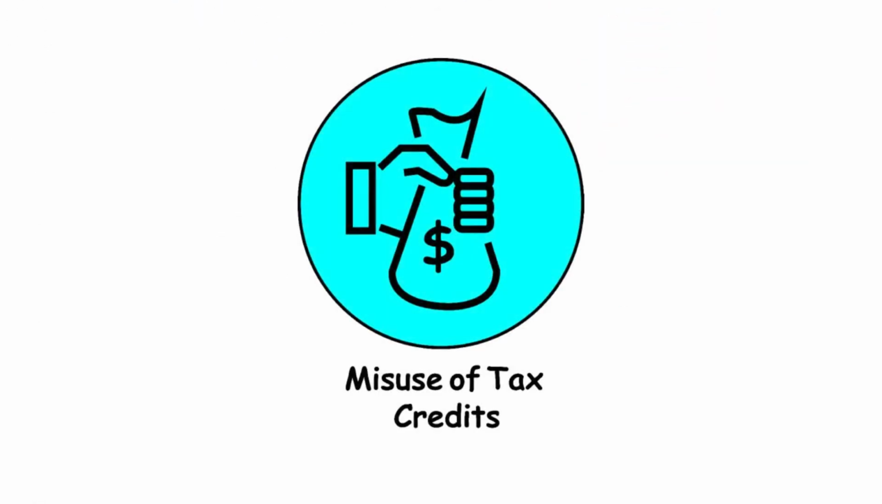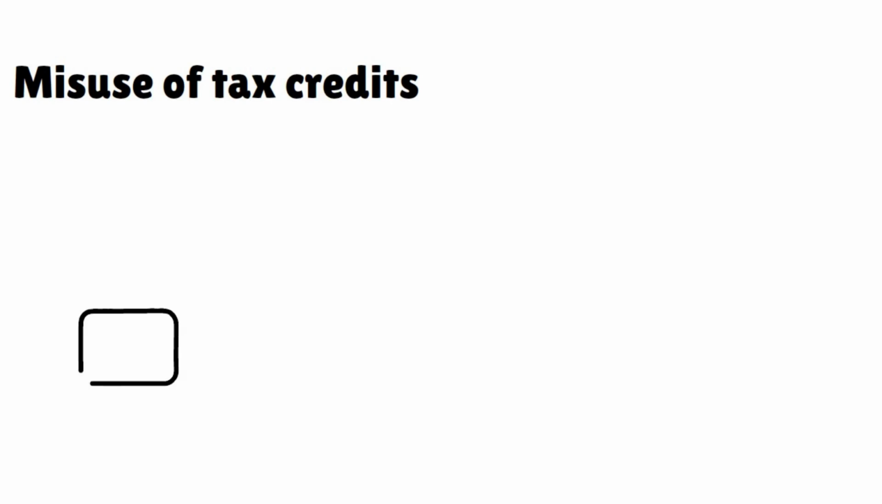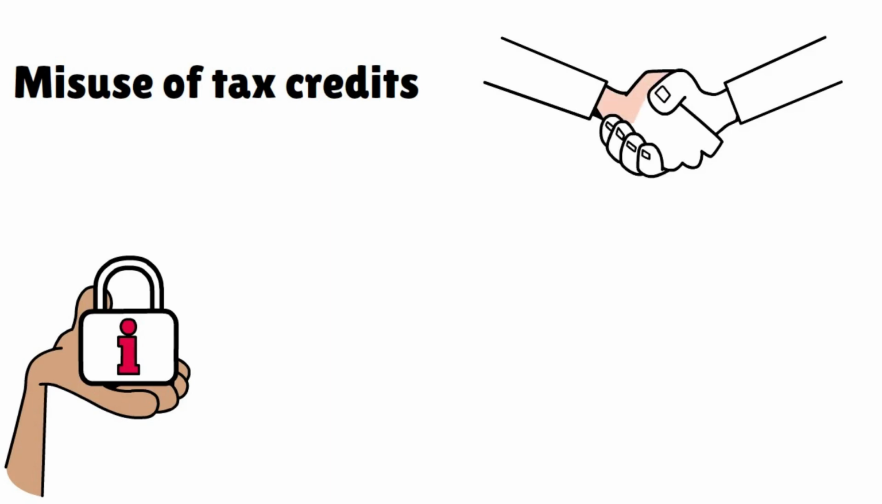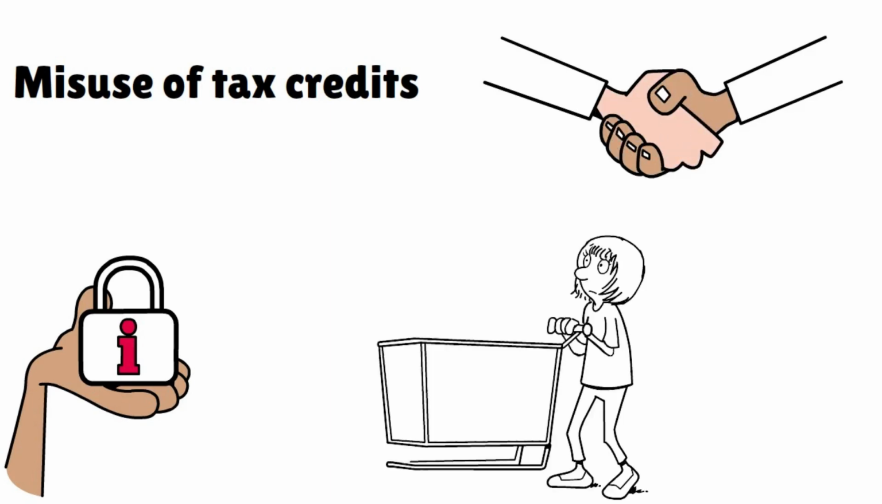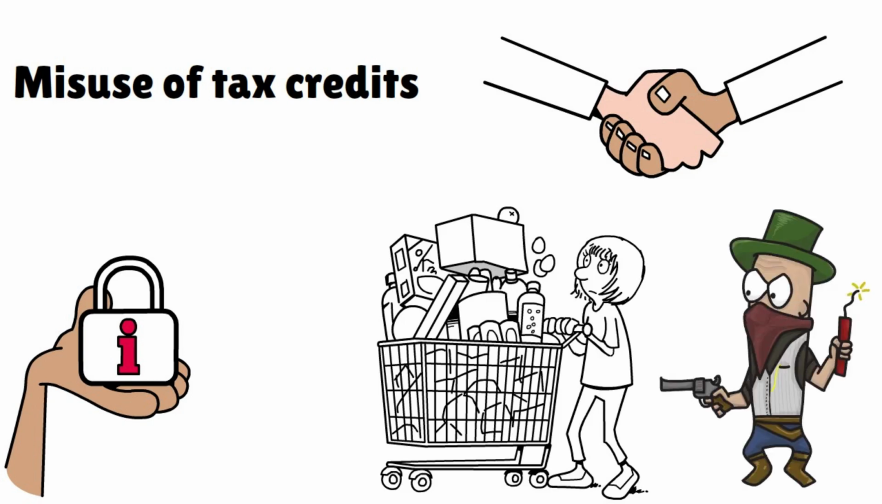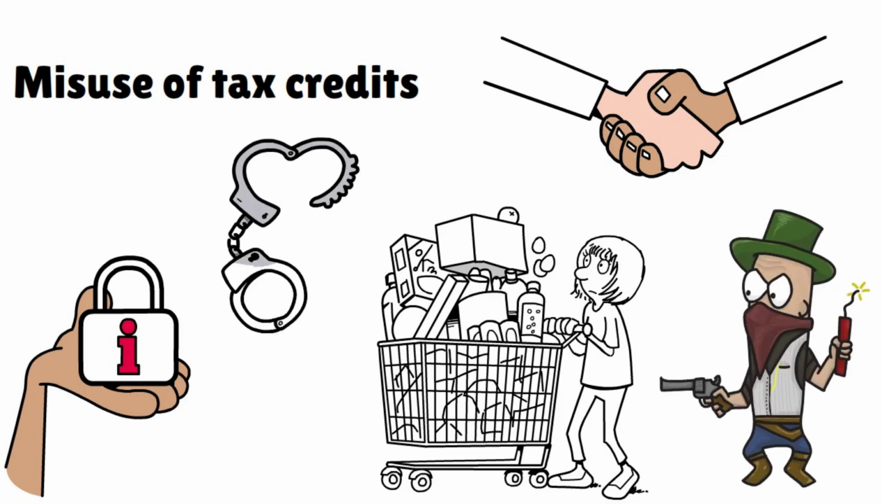Misuse of tax credits. Misuse of tax credits involves exploiting tax credit programs for purposes other than their intended use, such as claiming credits for activities that do not qualify or exaggerating expenses to maximize credits. This can result in tax evasion or fraud and may lead to penalties or legal consequences.